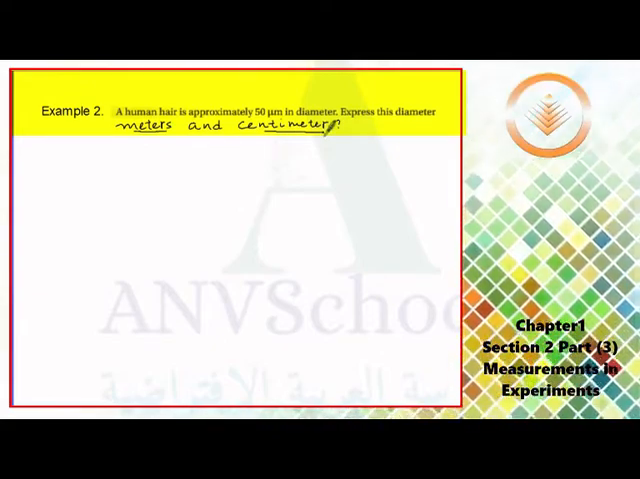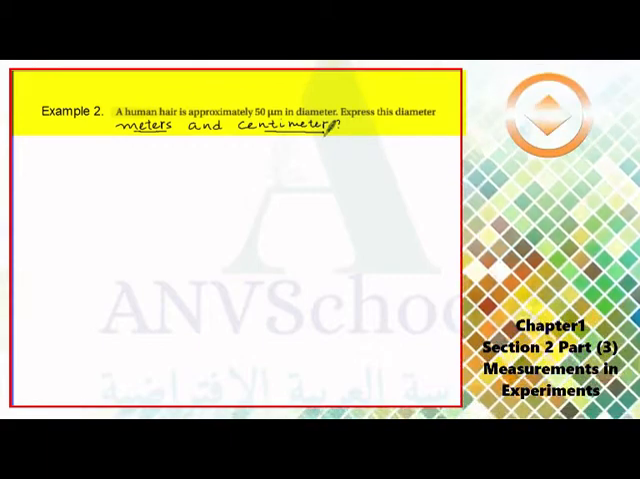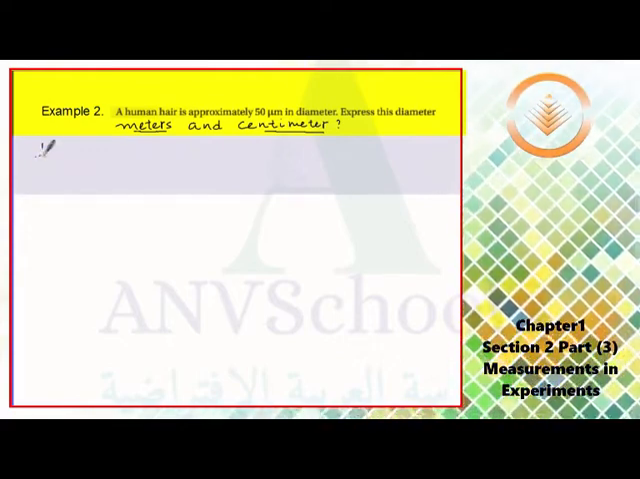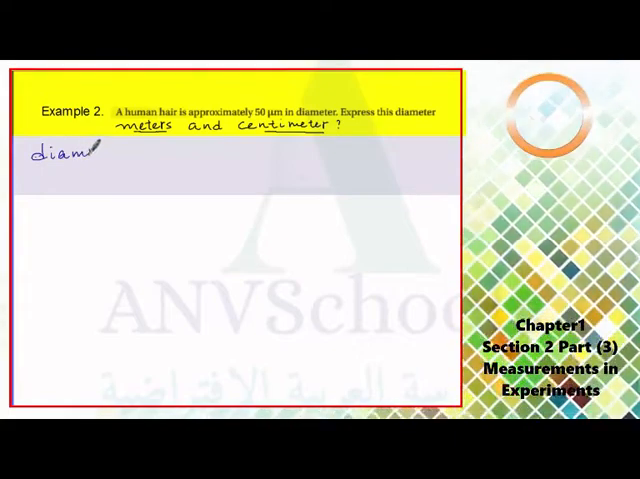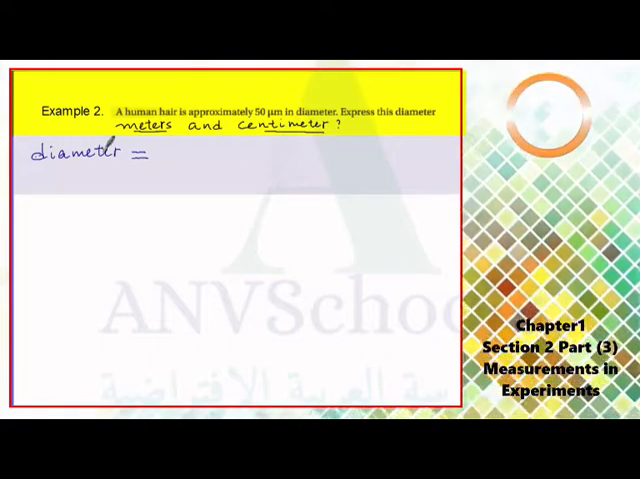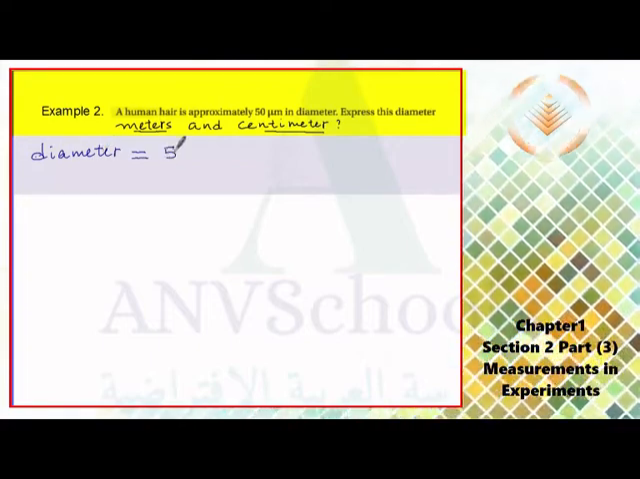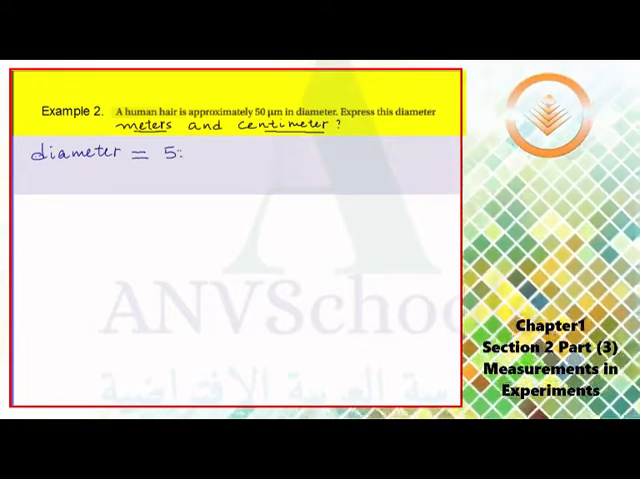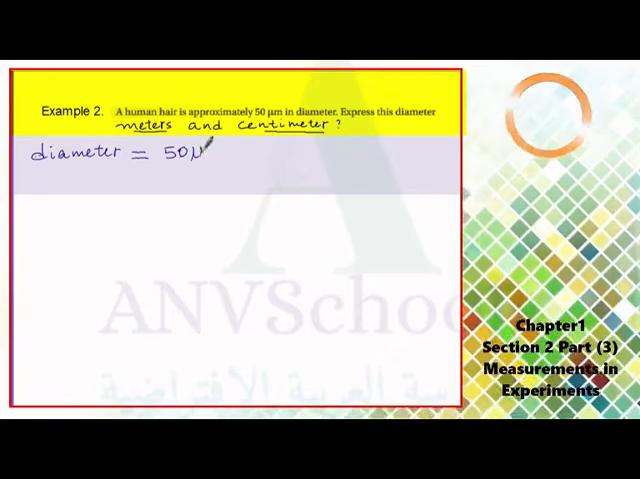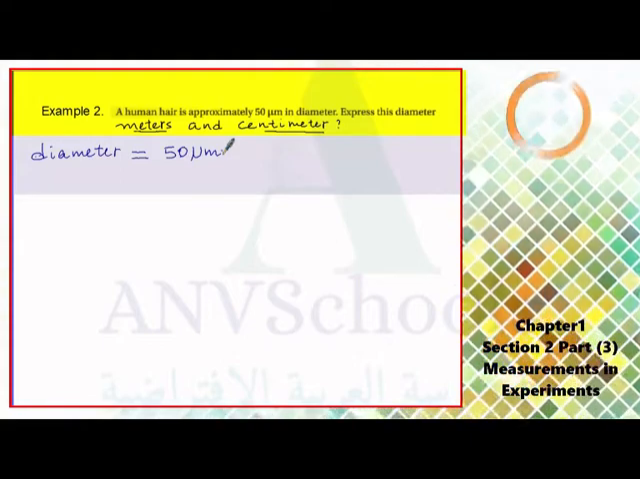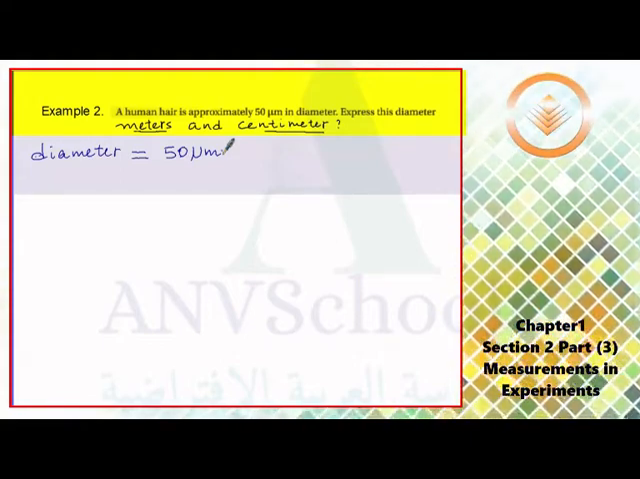So let's see what the given length is. The diameter is equal to 50 micrometers. We are asked to express this diameter in meters and centimeters.